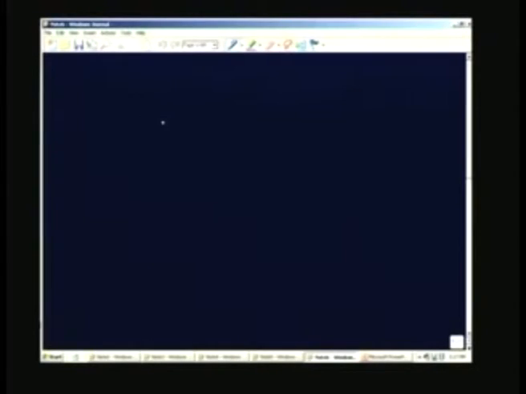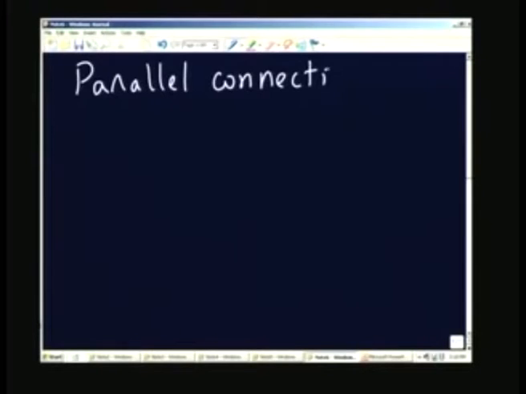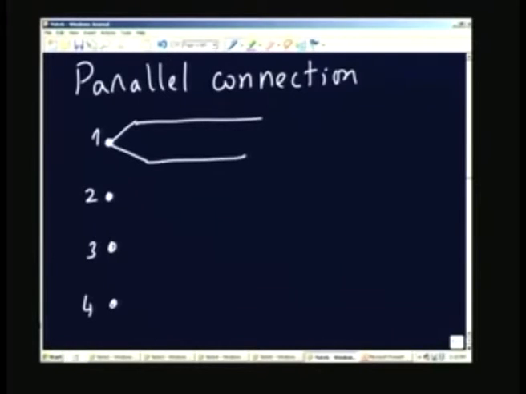So, I will take one more simple example. Suppose we connect a large number of thermocouples in parallel. Let us just look at the arrangement. So, I will call it the parallel connection. Suppose I have a junction here, we let junction 1, junction 2, junction 3, junction 4. So, I am going to, these are the wires.